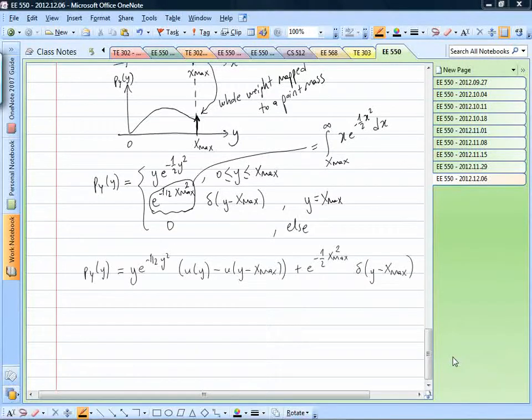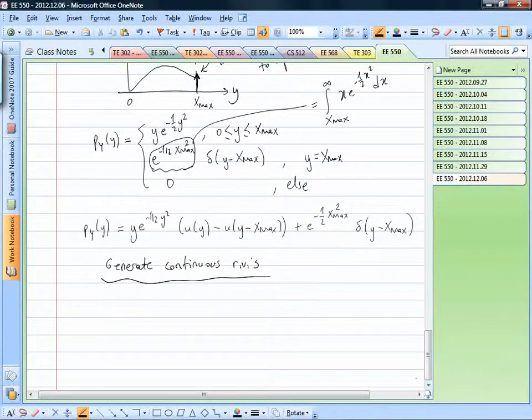Okay, our topic now is how to generate continuous random variables. So in MATLAB, let's say you want to generate continuous random variables. What can you do? Well, we know we can generate a uniform random variable between 0 and 1. It's easy, and we just use the rand command in MATLAB.